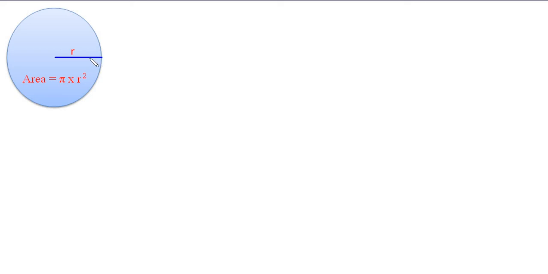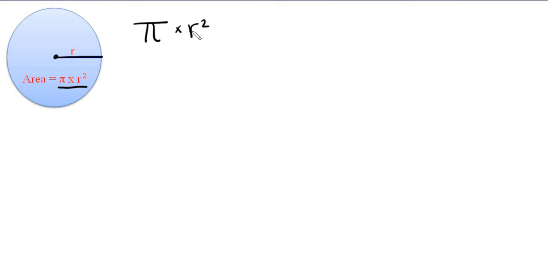Hello everyone, in this video we're going to learn how to find the area of circles. So this is the formula that we're going to use: pi times r squared. What is r? R is the radius of the circle. The formula for the area of a circle is pi times r squared. Again, r is the radius.